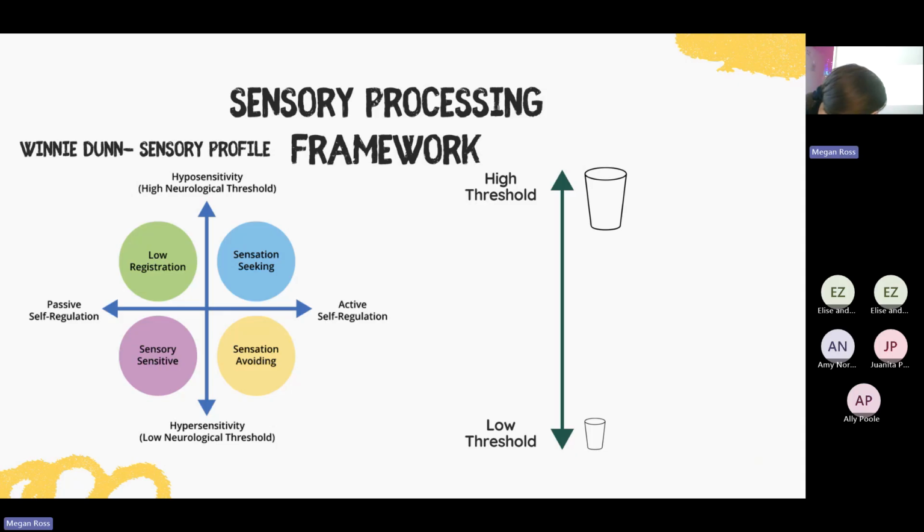And so we can be anywhere along that continuum. You might sit in the middle. You might find that for auditory information you're sitting on the lower threshold, whereas for proprioception or vestibular information you're sitting right at the high threshold, but for visual information you're right in the middle and not really sitting either way.